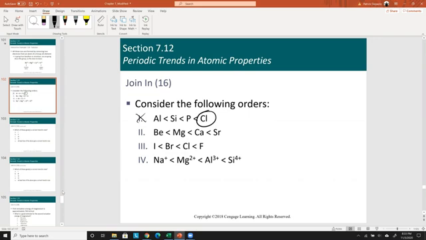Beryllium, magnesium, calcium, strontium. That's right. We just went over that one. So strontium is biggest, and the other ones are wrong.